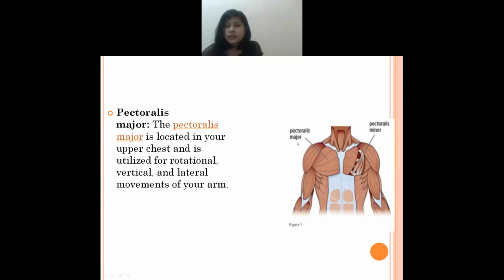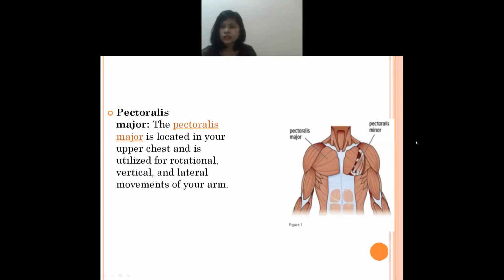Okay, next is pectoralis major. This is your pectoralis major, and it is located where? It is located in your upper chest. This is your chest, so it is located at the upper side. And they are responsible for what? They are responsible for vertical and lateral movements of your arm. Vertical means like this, upside, and lateral means sideways, when you move sideways.